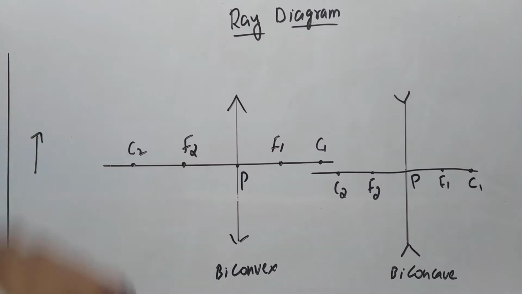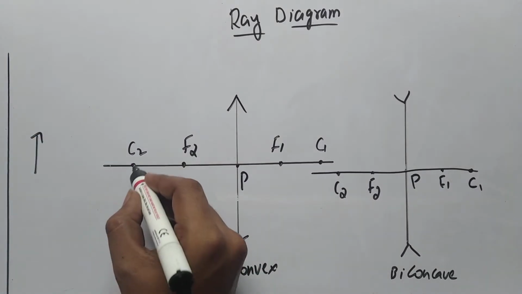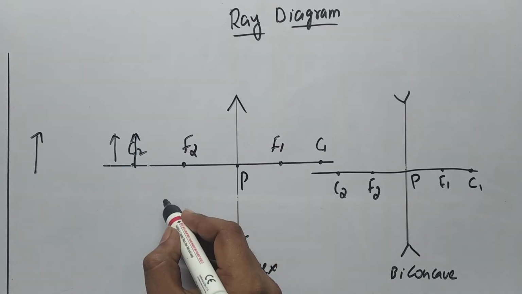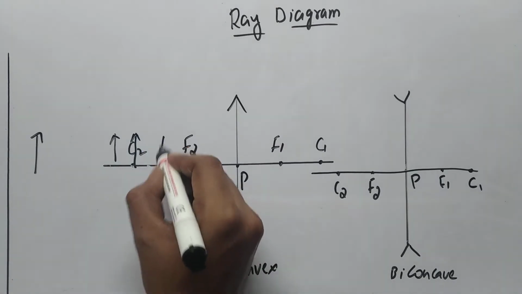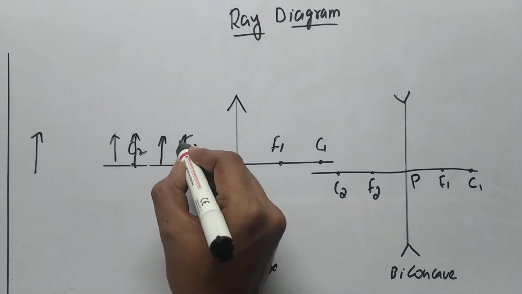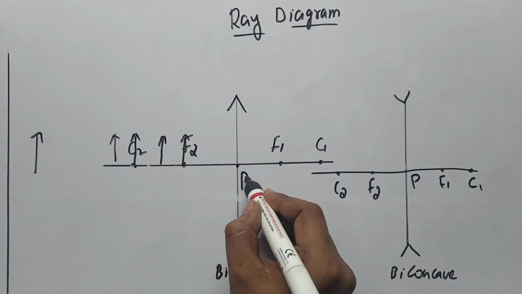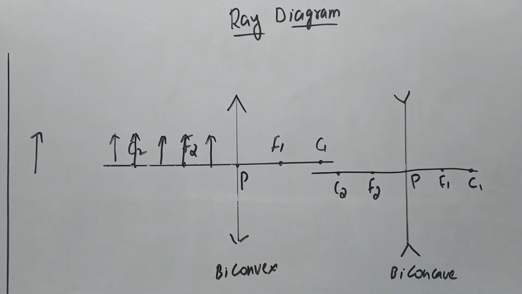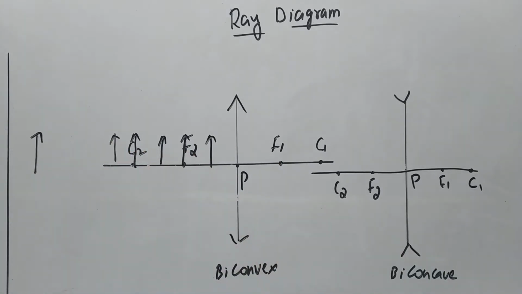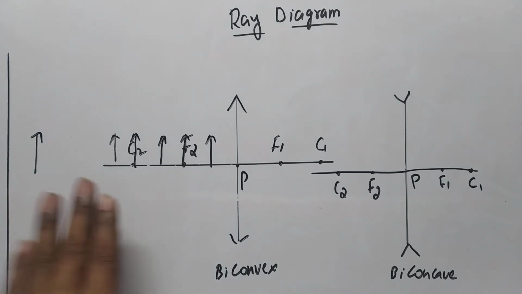So we can place an object at infinity. We can place an object beyond C2. We can place the object at C2. Next, we can place an object between C2 and F2. Next, we can place an object at F2. And also we can place an object between the optic center and focus. So totally, if you count, we'll have 1, 2, 3, 4, 5, 6. There are a total of 6 places where we can place an object.